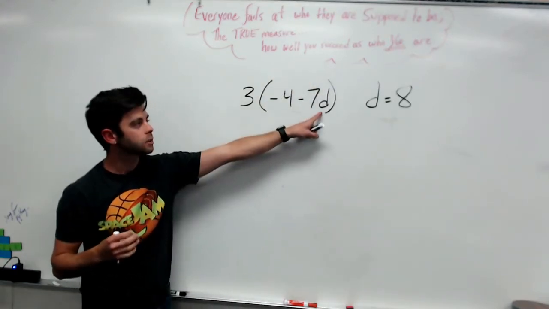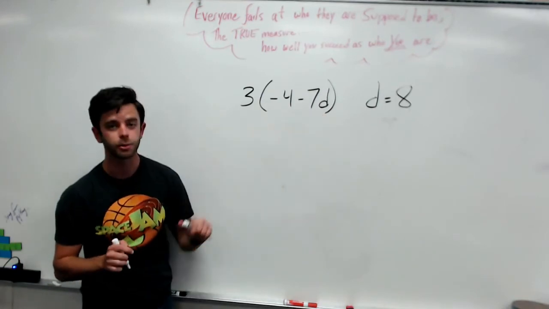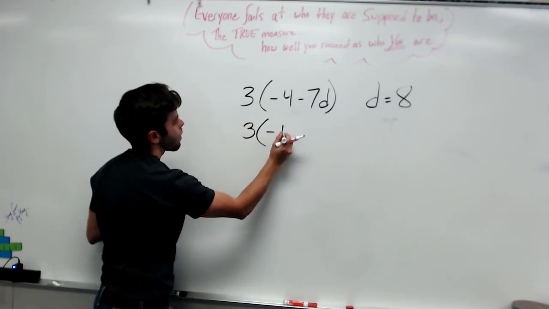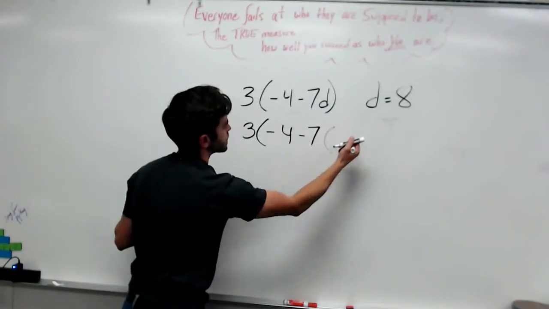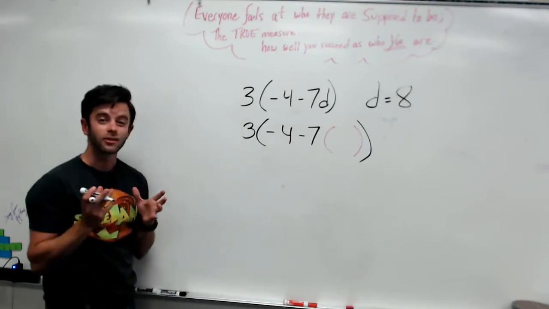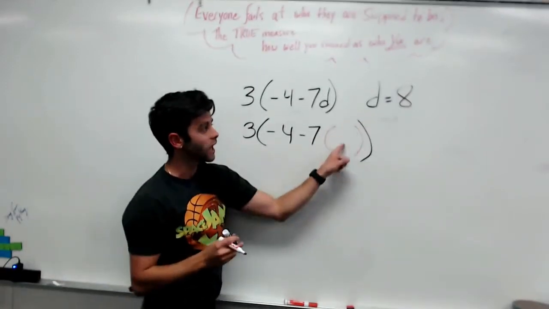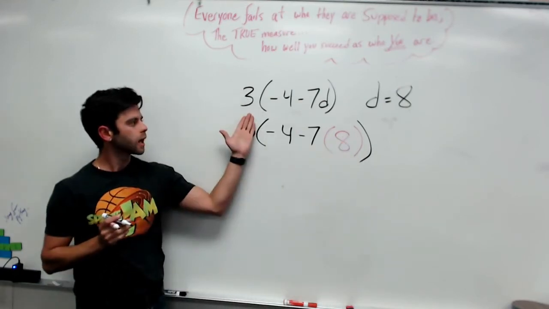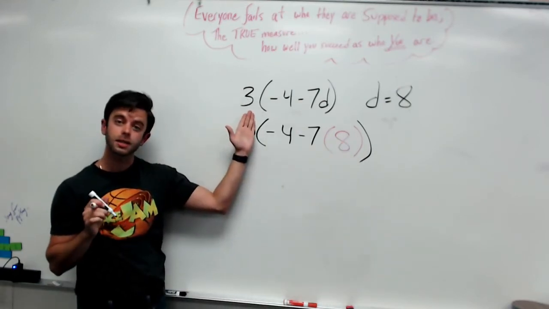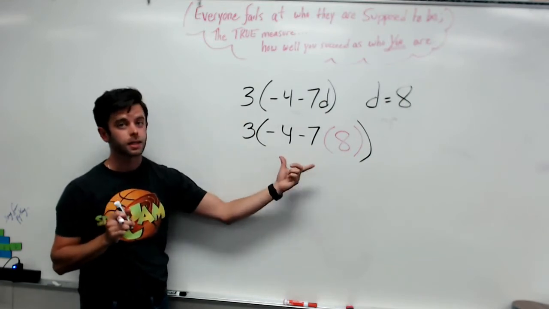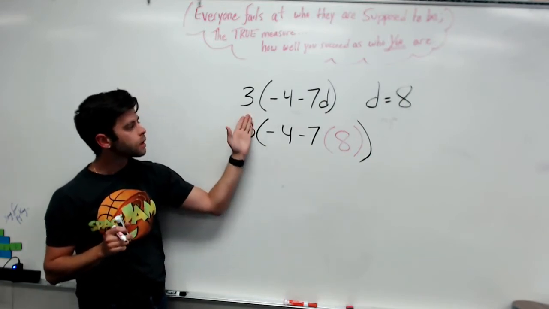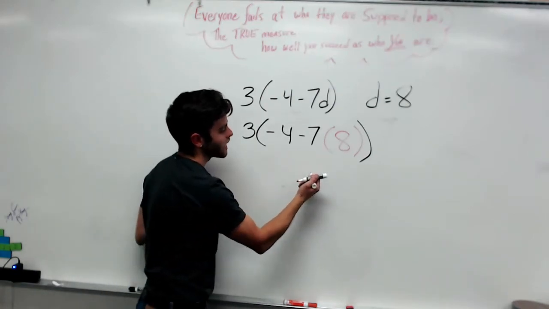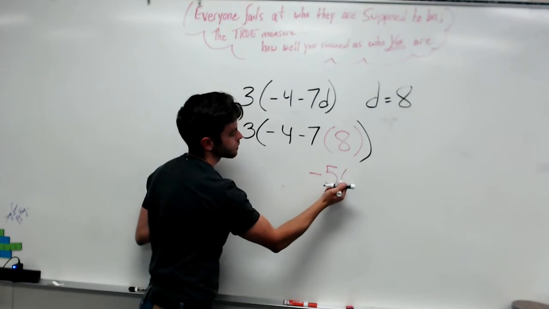So I'm going to still plug and chug. Anytime I see a D, I'm going to put in 8. So I have 3. Again, I see that D. So I'm just going to leave an empty parenthesis and then plug and chug whatever's in there. Reminder, parentheses with PEMDAS, you restart PEMDAS in there. So multiplication, so negative 7 times 8 is a negative 56.